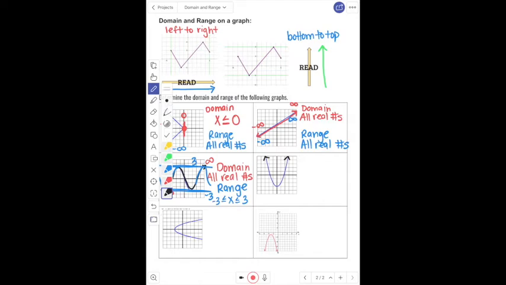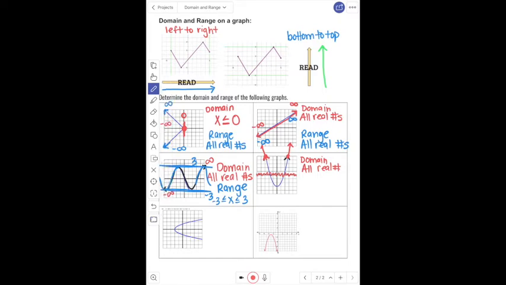So when I'm looking at my domain, my domain is from left to right. A lot of students try to say, oh, it stops here. No, it has an arrow. It's going to keep getting wider and wider and wider. So it's going to keep going out to the left, and it's going to keep going out to the right. So my domain is all real numbers, because it includes all these x values on this number line. I could pick a point and I would get an x value.